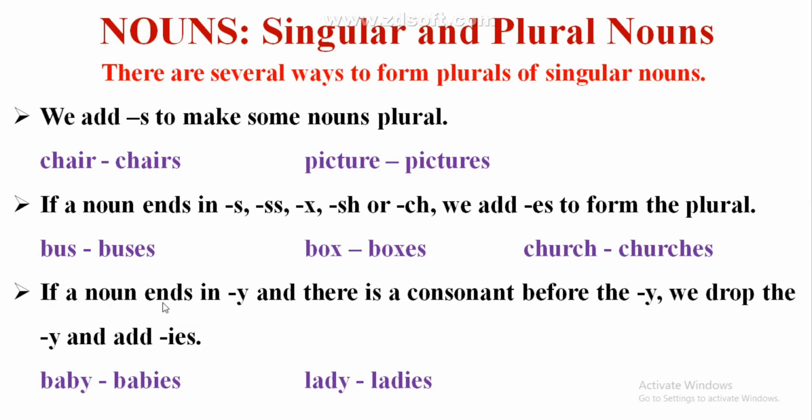If any noun ends in y and there is a consonant before the y, we drop the y and add ies. Example, the word baby becomes babies because in the end of the word baby y is there and before y a consonant is there. Similarly, for lady, the plural form becomes ladies.